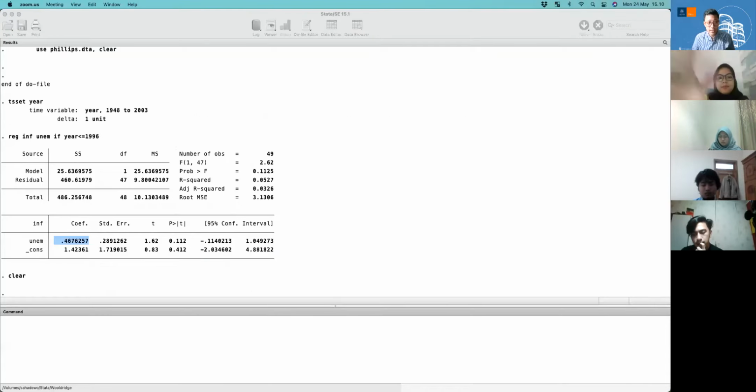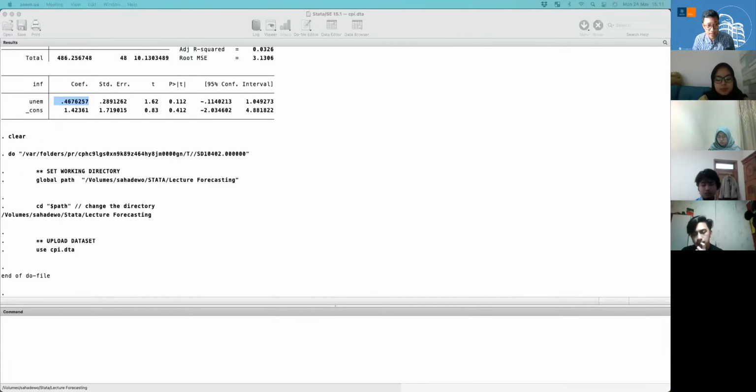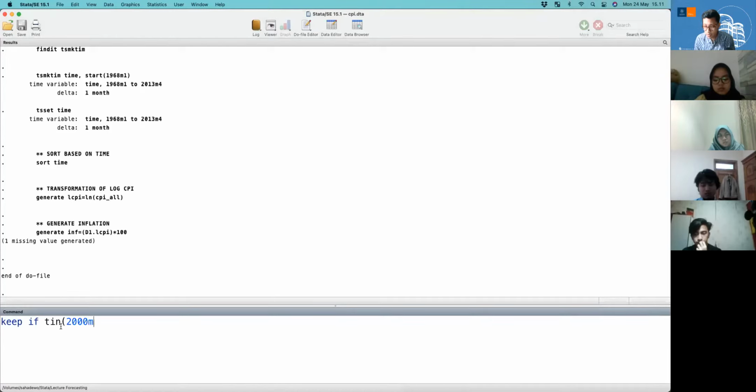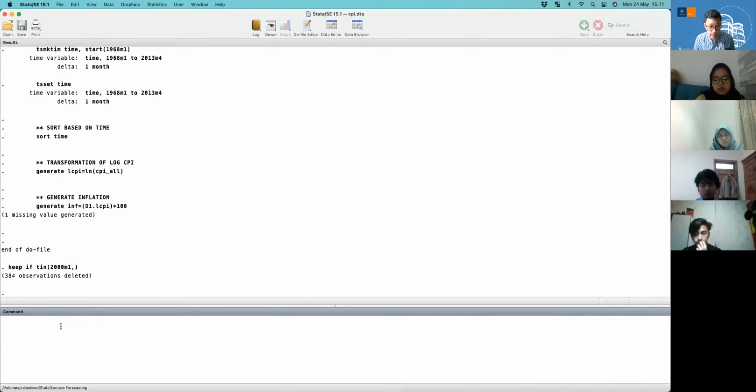All right. So for this particular exercise, I'm going to go back to our CPI data, and I'm going to use the same steps that we just did before, so I can skip those steps. The first thing I'm going to do is keep the sample if it's between January 2000 and the end of the data set, okay? Then I'm going to do the in-sample fit, or in-sample forecast, okay?